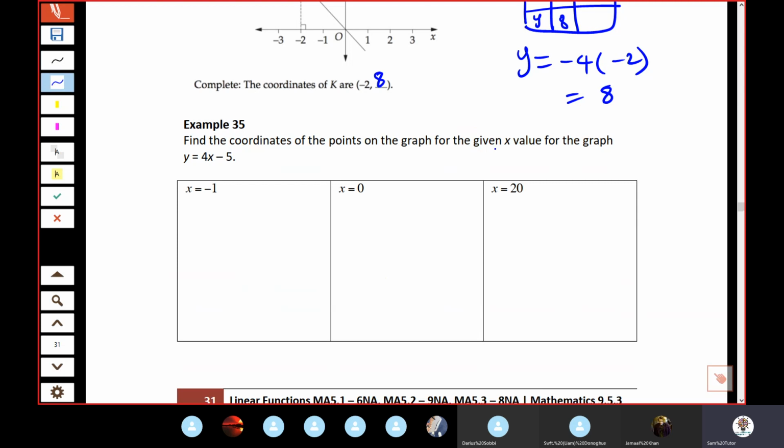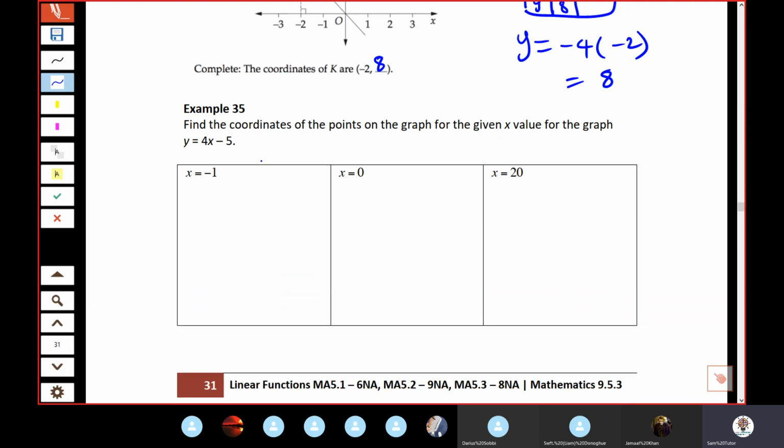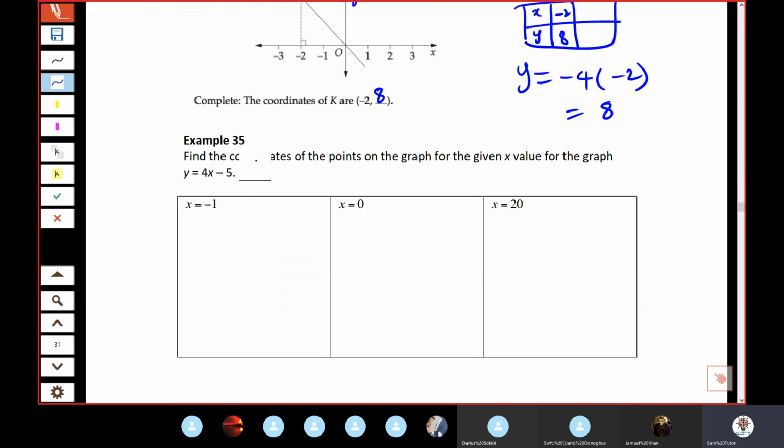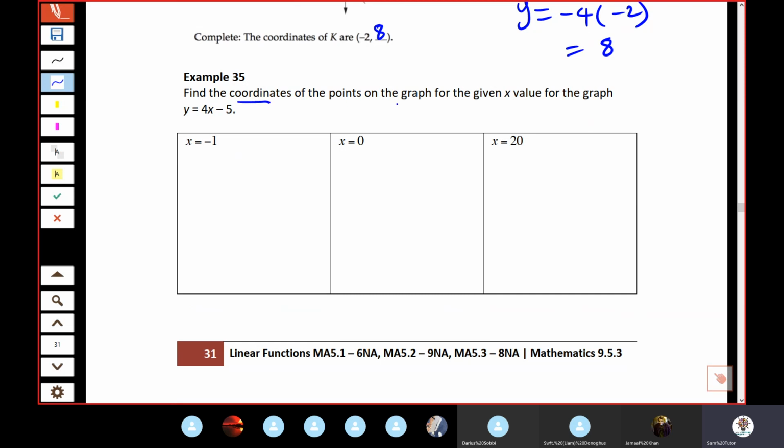Find the coordinates of the points on the graph for the given x values. So if x was negative 1, what would the coordinate of that point be? All you're going to do is just sub it in. Hypothetically, say this was the graph, and you want to work out what the y value is when x is negative 1. That's just like plugging it into a table of values. 4 times negative 1 is negative 4, take away 5 is negative 9.